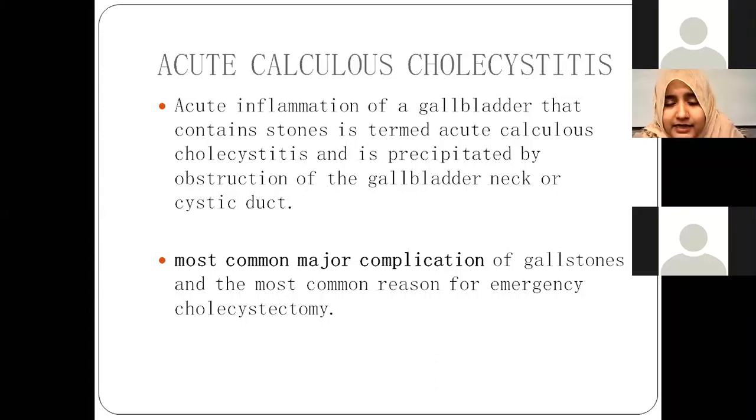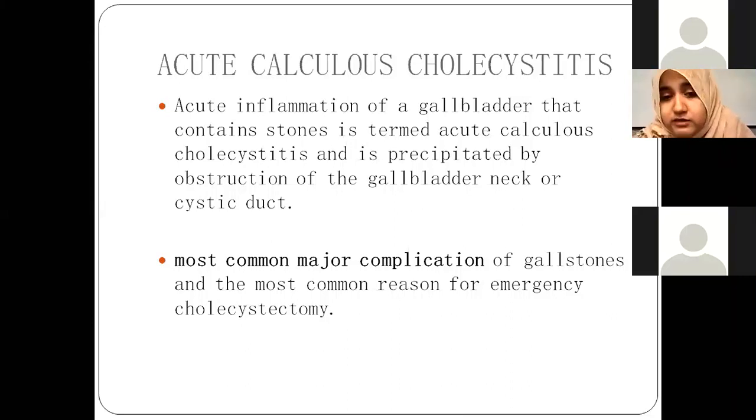Why? The signs and symptoms usually arise when those stones start obstructing the drainage passage or when those stones slip down into the biliary tree. So acute inflammation of the gallbladder which contains a stone is termed acute calculous cholecystitis and is precipitated. The patient will come into the ER when he has a precipitation of signs and symptoms, pain and tenderness, because of obstruction of the gallbladder neck or cystic duct. Got it?